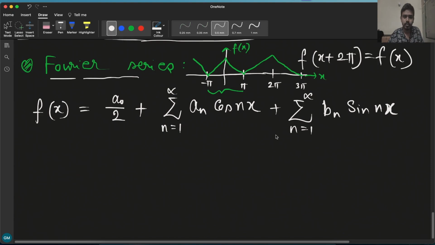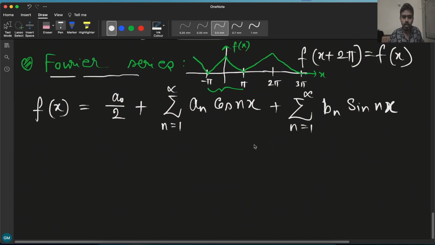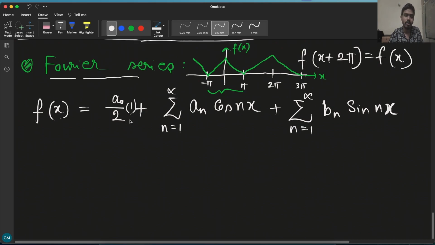Here, this cos nx, sin nx, and here there is 1. If there is nothing multiplied with it, that means there is 1 multiplied with it. So they are basically orthogonal bases, if you are thinking in terms of vectors, for example.